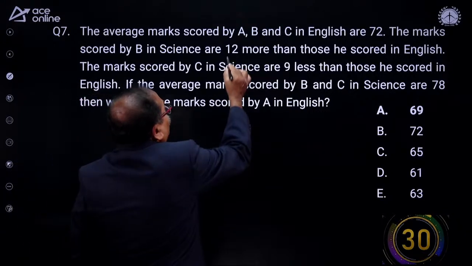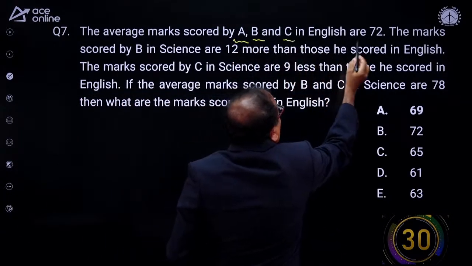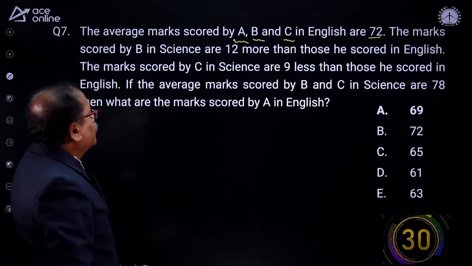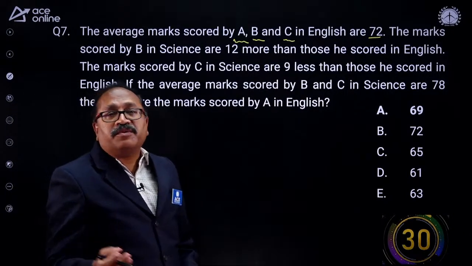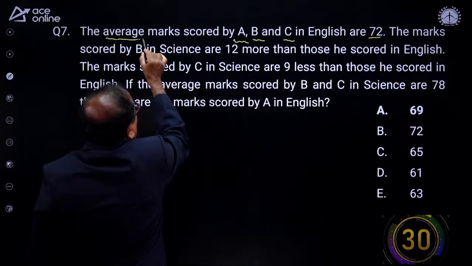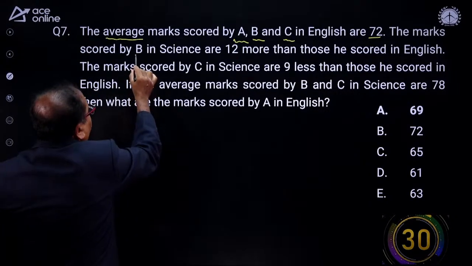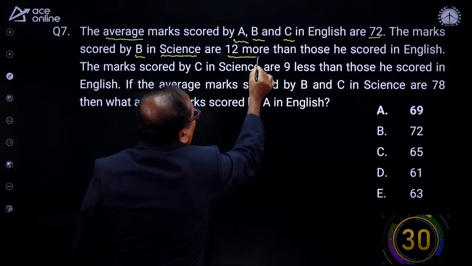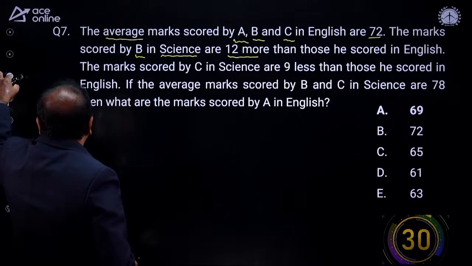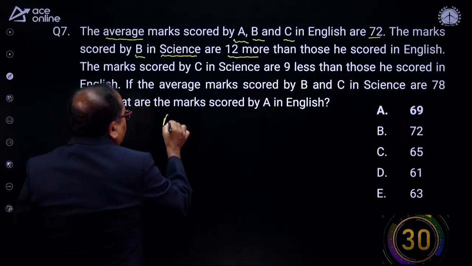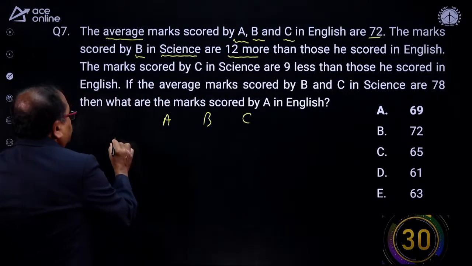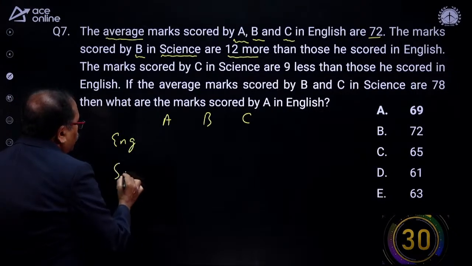The average score of A, B and C in English is 72 marks. ओके, सो अगर एवरेज स्कोर मालूम है तो टोटल भी मालूम हो जाएगा. 72 into 3, and notice that this is said to be the average score. The marks scored by B in science is 12 more than those in English. While we are reading, we can write down some of the facts given over here, like A, B and C. I don't know what is the marks of A, B and C in English. And what about science?